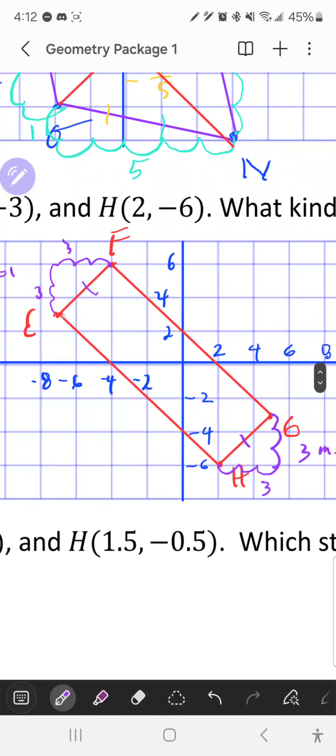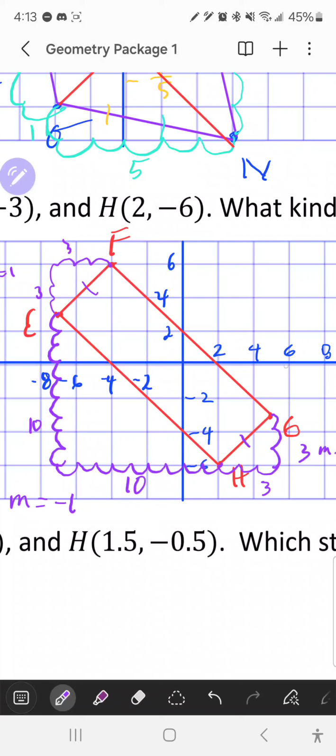Now in this case, we have one, wait, 1, 2, 3, 4. Oops, I forgot. So 1, 2, 3, 4, 5, 6, 7, 8, and 10. So this is 10. This is 10. So the slope is going to be 1, but since it's going down, it will be negative 1.